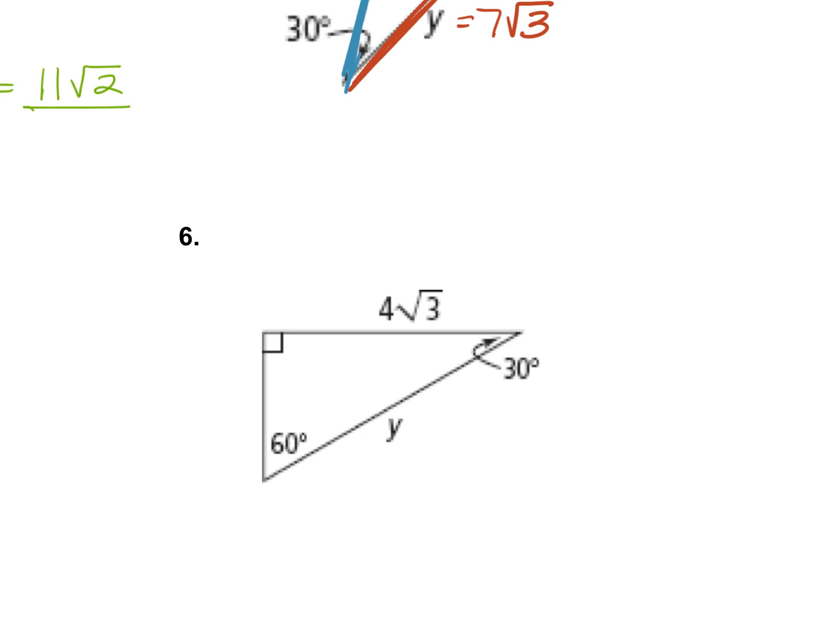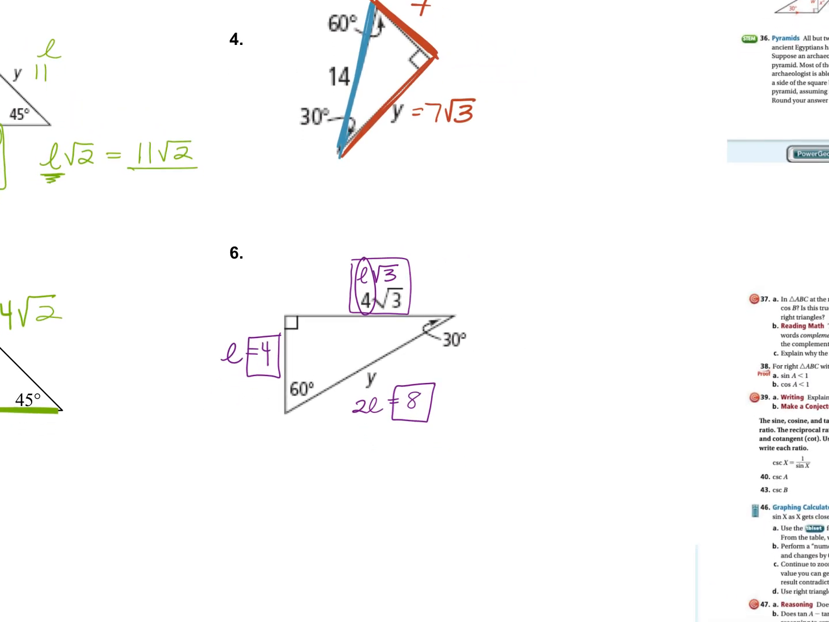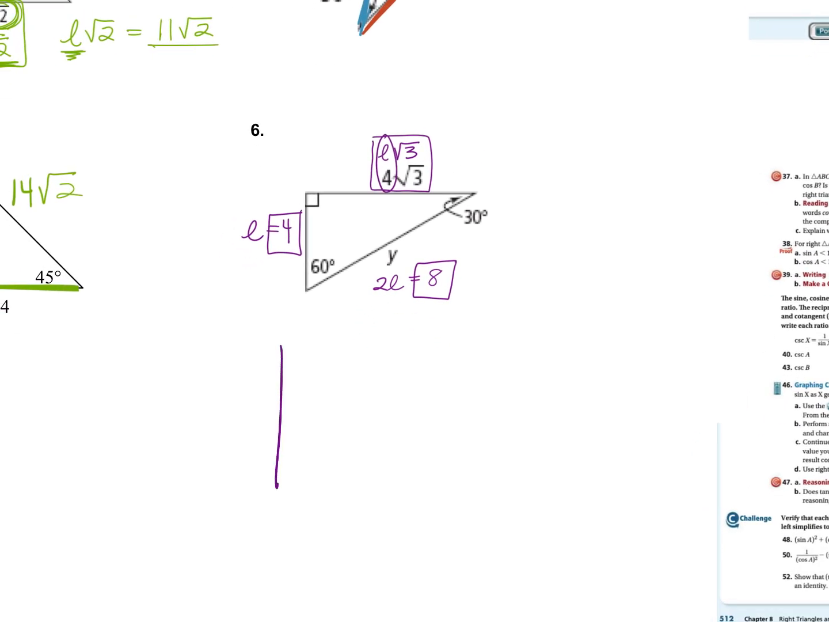Is that clicking? Okay, look at this one. This is L. This is L rad 3. This is 2L. The shorter leg is 4. And then the hypotenuse is 8. Right. If L rad 3 is 4 rad 3, then L is 4, right? So this is 4. And this is double that. So 8. Does that make sense? Okay, last one.